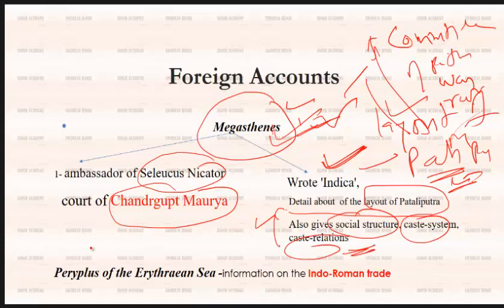Now another important book is written by an unknown writer, that's the Periplus of the Erythraean Sea. This book basically gives information about Indo-Roman trade. This is another important book by foreigners.